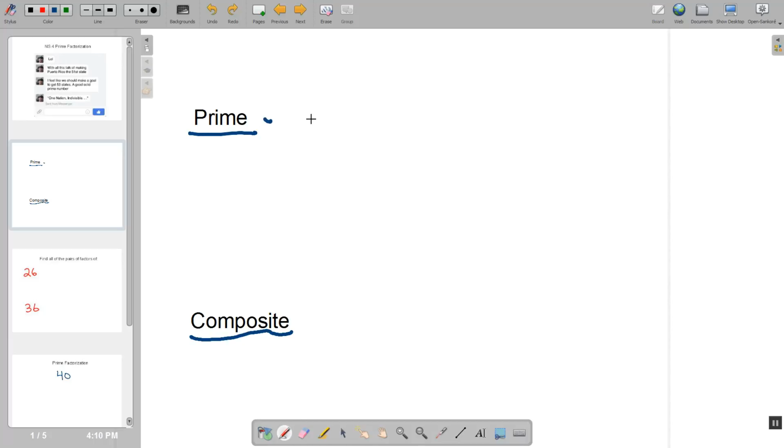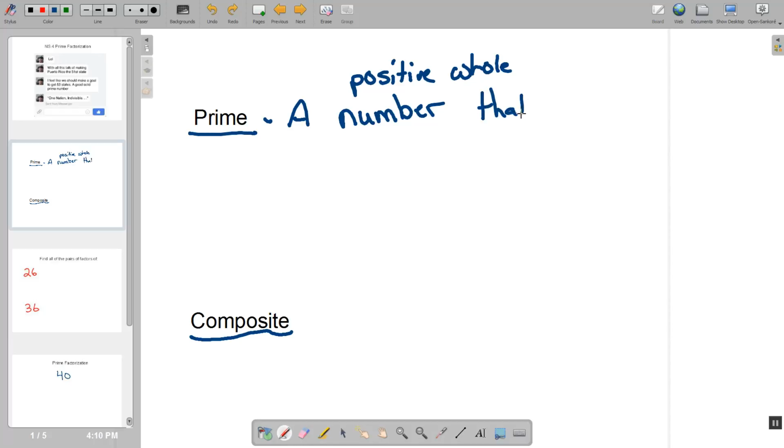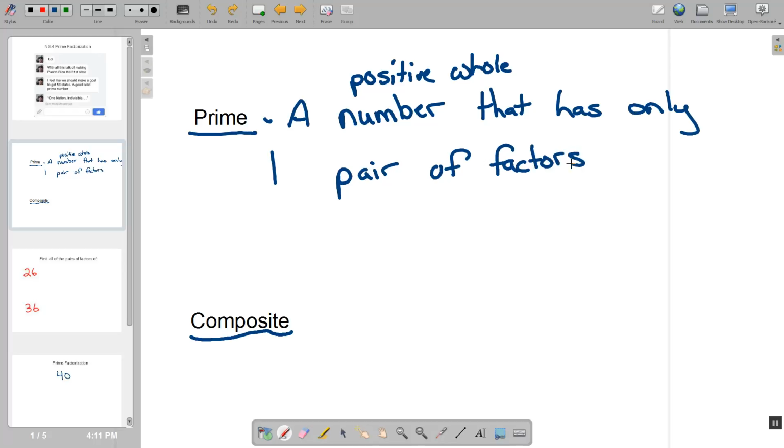A prime number is a positive whole number that has only one pair of factors. So if we think about numbers that only have one pair of factors, the number 5 jumps out at me. 5, the only pair of factors is 1 times 5. There is no other pair of whole number factors that can make 5.